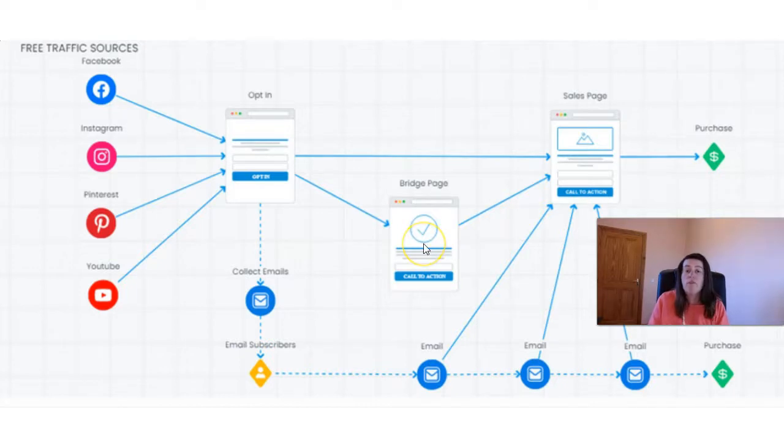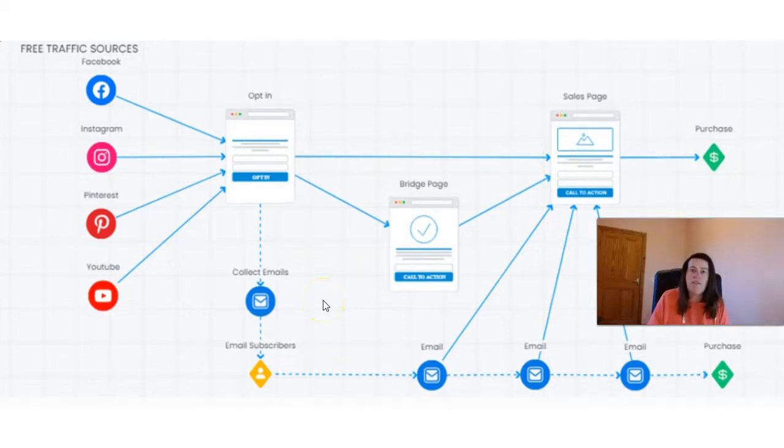When it comes to the bridge page, it's not an essential page to have in your funnel, but it is highly recommended. But as a beginner, it may be overwhelming and you can directly send them to the sales page. So for example, if you have a Clickbank offer that you want to promote, you collect their email address and then send them directly to the affiliate offer in Clickbank.